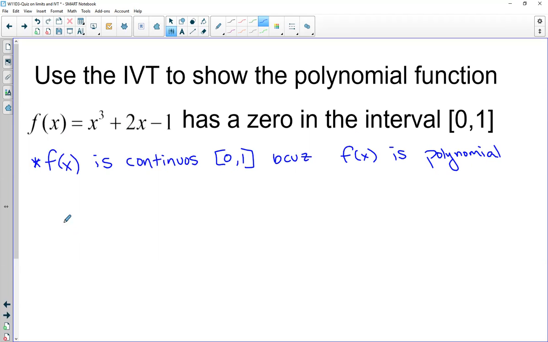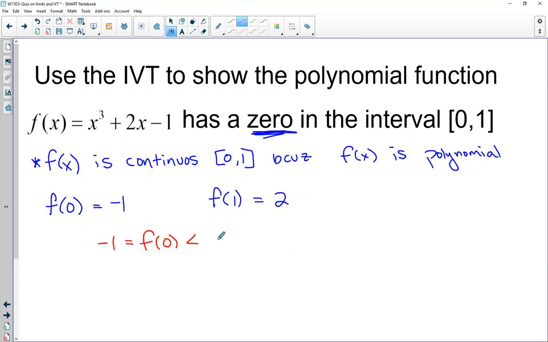So next thing we're going to do is find f(0). So f(0) is going to be -1, and we can plug in f(1), and we're going to find out that this is 2. So we're looking for a 0 here. Since I know that -1, which is equal to f(0), is less than 0, and this is less than f(1), which is equal to 2, I know that the IVT states that there will be some value in between f(0) and f(1) that will have an output of 0.